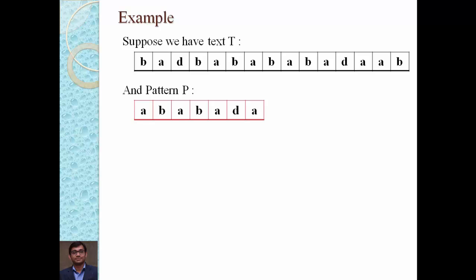In this example, suppose we have a large text, capital T. In that a number of characters are there, and we have one pattern, capital P, which has some characters. Here a total of 7 characters are there inside the pattern. Now we need to identify whether this pattern is available in this text or not. If it is available, then we need to return the index number. So let us start by using KMP algorithm. As per the KMP algorithm, our first step is we need to identify the prefix array or pi table of the pattern.